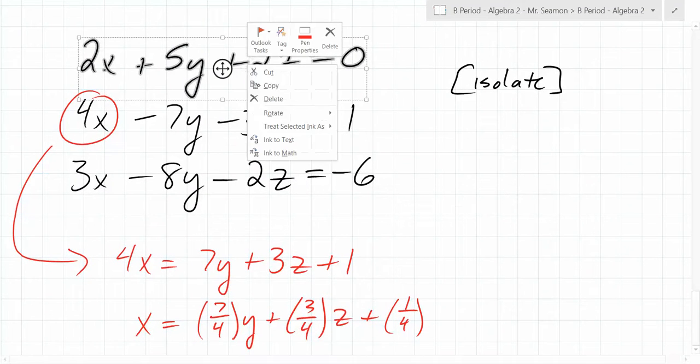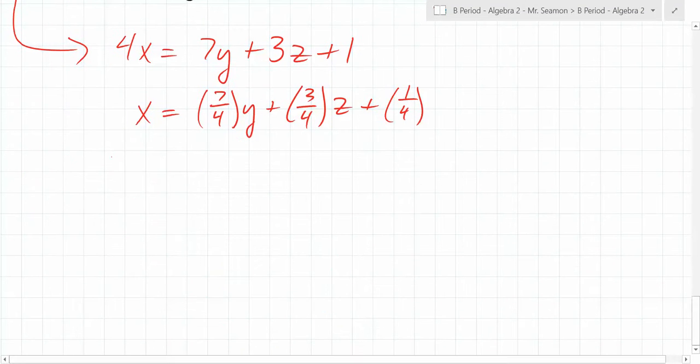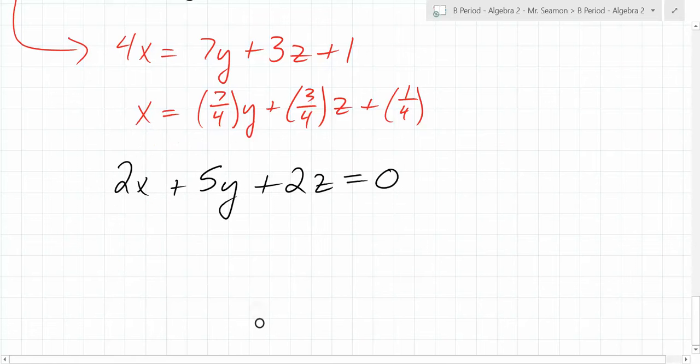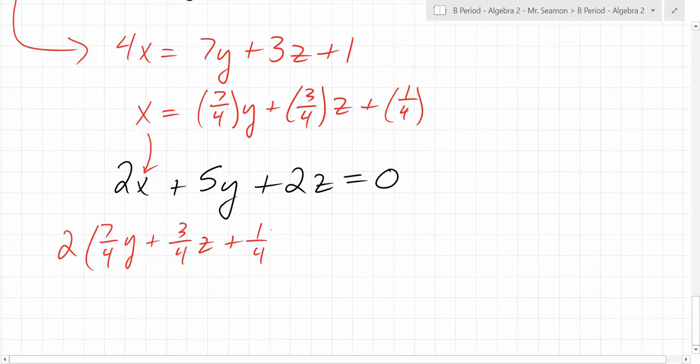So just so I don't miss anything, look what I'm going to do. I'm going to take this and plug this in right here. And then where's this going? Right there. It's going right there. So 2 times 7/4 y plus 3/4 z plus 1/4. Hey, look what I'm remembering. I'm remembering the 5y this time, Lauren. 5y plus 2z equals 0.